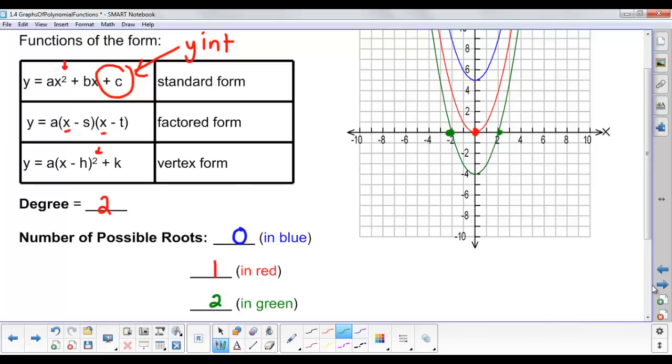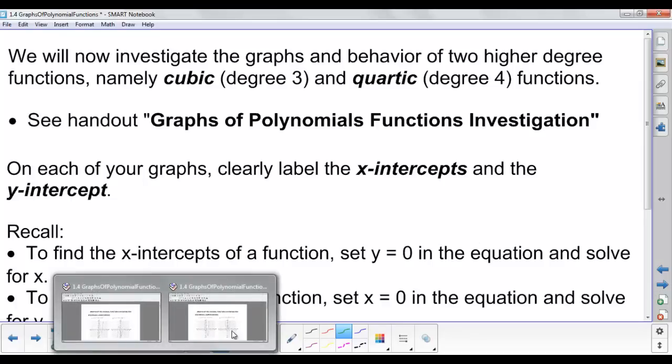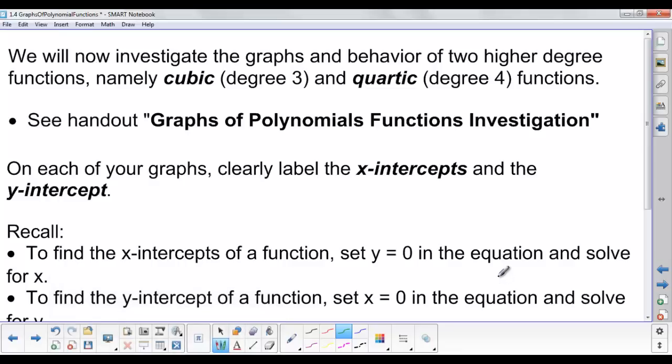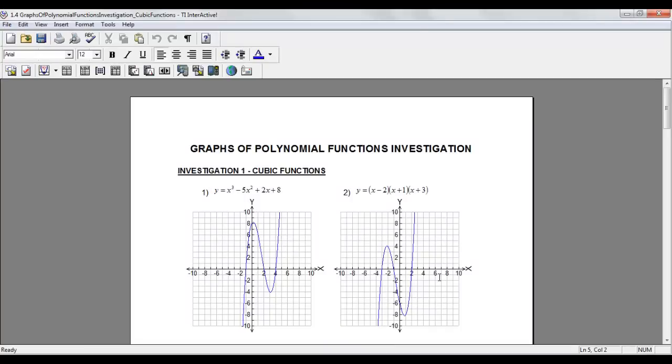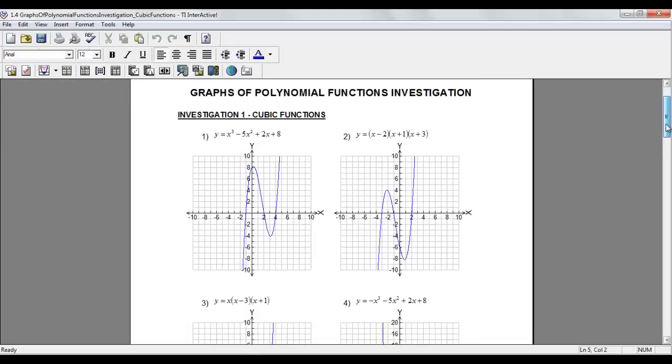So now I want to take a look at a cubic function. Normally I would hand out graphing calculators and we would do an investigation, but because we're doing video lessons, I'm going to show you a whole bunch of cubic graphs, and I would like you to keep in mind where the x-intercepts are, where the y-intercept is, and the end behavior of each function. So here are the cubic graphs. Pay attention to the equation and to where the x-intercepts are, where the y-intercept is, and how the end behavior acts.